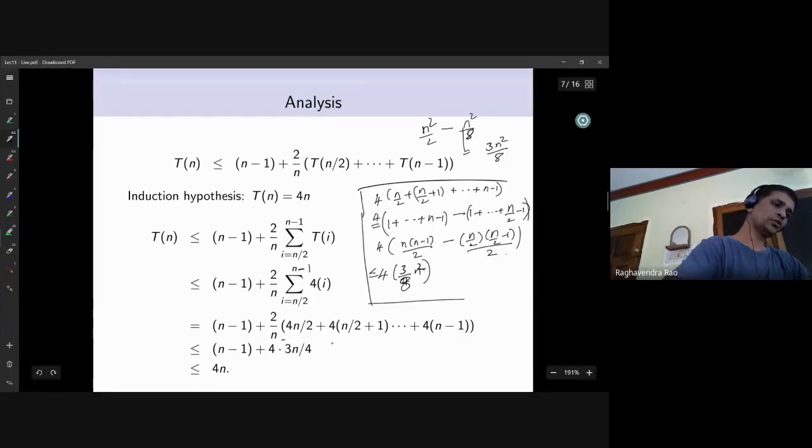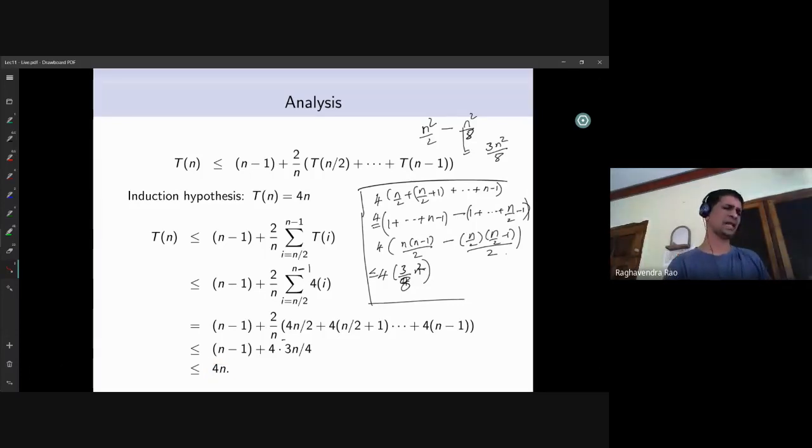There is 2 by n multiplying it. So in other words, this comes to 4 into 3n by 4. In fact, it will be slightly smaller, I think, because there is a subtraction here, right? n by 2 is being subtracted, but a smaller amount is being subtracted here. So let's ignore that. So n minus 1 plus 3n is at most 4n. So our induction hypothesis is validated. It will be slightly smaller than 4n, but that's okay. The upper bound still holds.